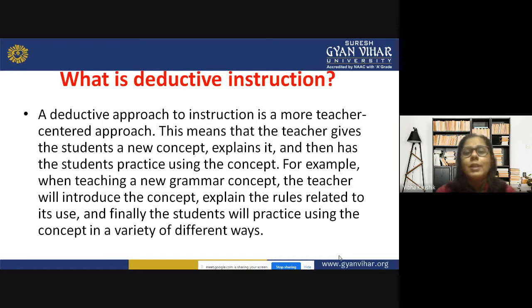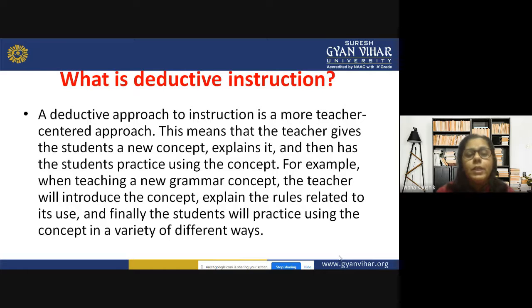Now, what is deductive instruction? A deductive approach to instruction is a more teacher-centered approach. When we are talking about the deductive approach or method of teaching, the instructional approach used is more teacher-centered. This means that the teacher gives the students a new concept. A new concept will be presented by the teacher in front of the students, and explained. He will explain that concept, and then the students practice using this concept. They will ask the students to practice the particular concept that they have learned.